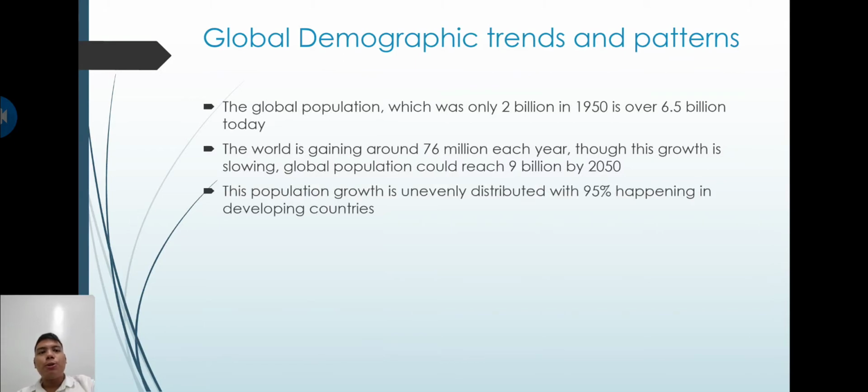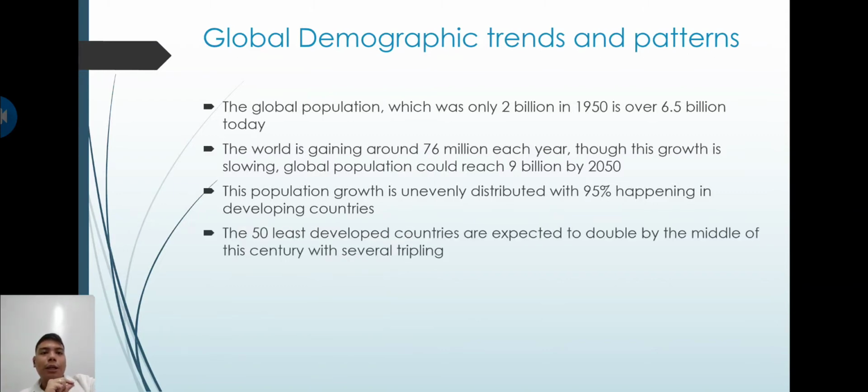Population growth is unevenly distributed, with 95% happening in developing countries. When you divide the world between the developed and developing countries, almost 95% of all population growth is occurring only in those developing countries. So a reminder, when you say developing countries, we're talking about countries like the Philippines, countries in Asia, countries in Africa, and countries in South America.